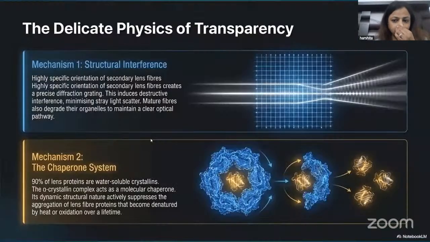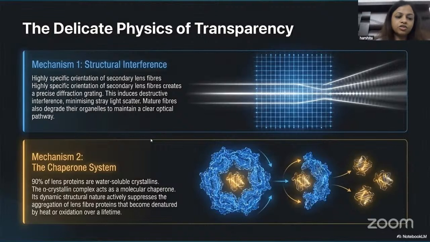So to understand the physiology, these ordered lens fibers are highly specific in orientation. These fibers form a precise diffraction grating, which induces destructive interference and minimizes stray light scatter, and mature fibers also degrade their organelles to maintain a clear optical pathway. That's how this first mechanism of structural interference helps in the maintenance of the diffraction of light.